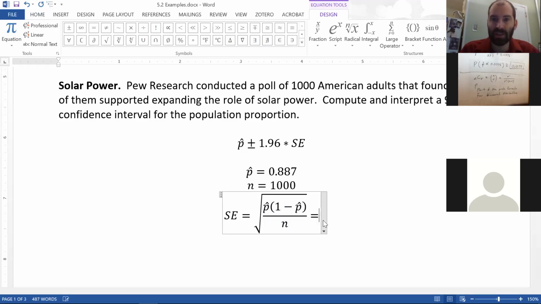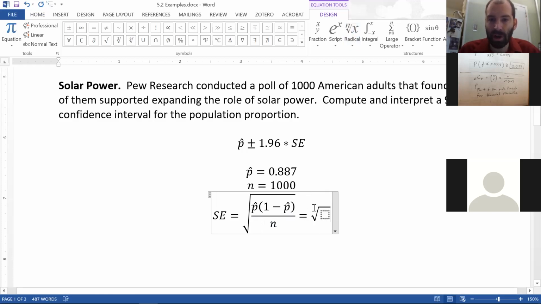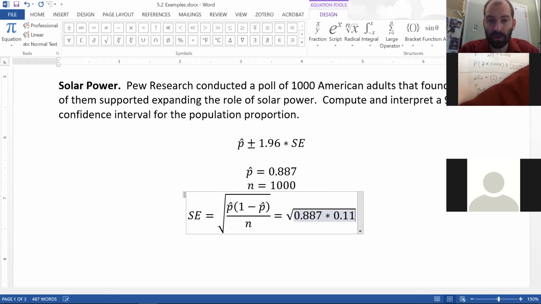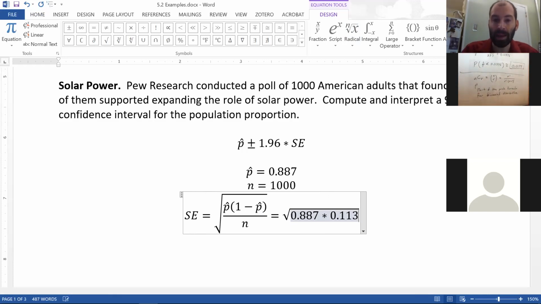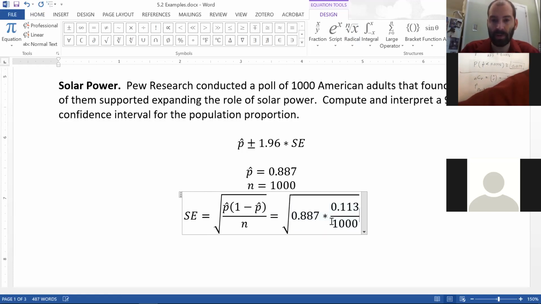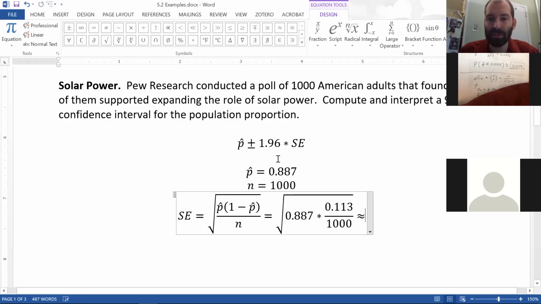Well, let's compute it. It's going to be the square root of, well, p hat is 0.887. And then we're going to multiply that by 1 minus p hat. So take 1 minus that, you get 0.113. And n is 1,000. It put the fraction out front, but that's okay. That's going to give us the same answer. So this is going to be approximately equal to, I'm going to go do this on a calculator.